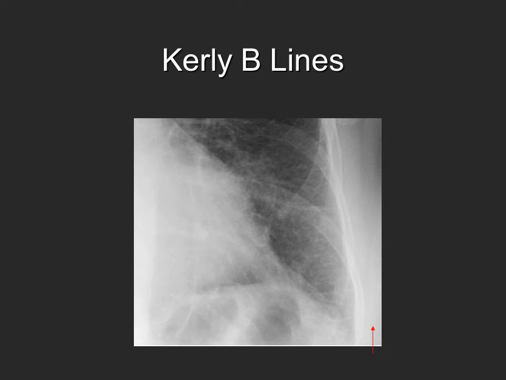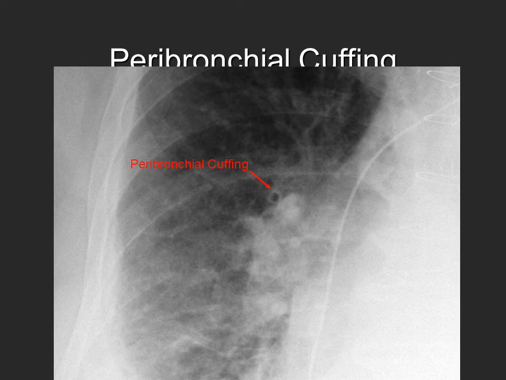This close-up view shows Kerley B lines seen in pulmonary edema. This is a close-up view showing peribronchial cuffing. The bronchus seen has an edematous wall, making it appear thicker than normal.